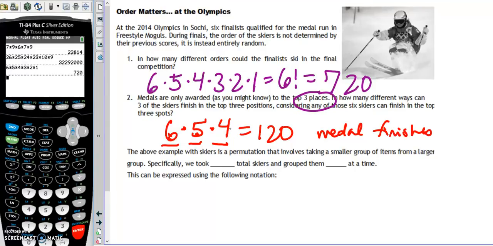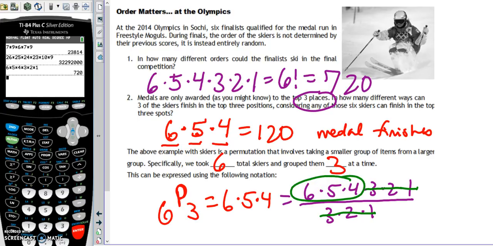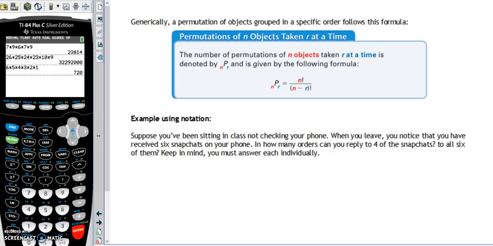And this above example with skiers is a permutation that involves taking a smaller group of items from a larger group. We took 6 total skiers, 3 at a time. So this is notated as 6P3, P standing for the permutation, which is equal to, just like we did, 6 times 5 times 4. And that is written out as 6 times 5 times 4 times 3 times 2 times 1, all divided by 3 times 2 times 1. And what you see cancels: 3 times 2 times 1, 3 times 2 times 1. Leaving us with 6 times 5 times 4, which is the formula that you have next. N objects taken R at a time.